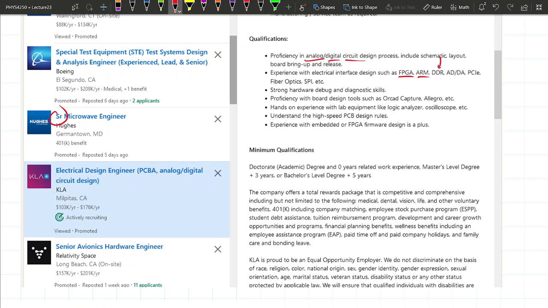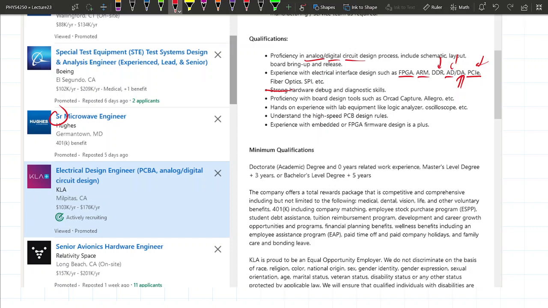DDR, so you know about how memory actually works. PCIe, that's computer interfacing. A to D means analog to digital conversion. D to A, digital to analog conversion. Fiber optics, unfortunately we don't get to do that too much here, but you can learn that on your own.